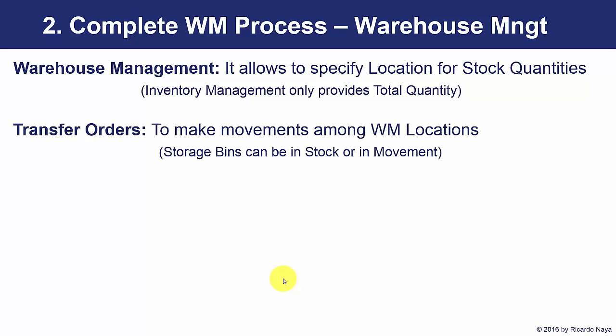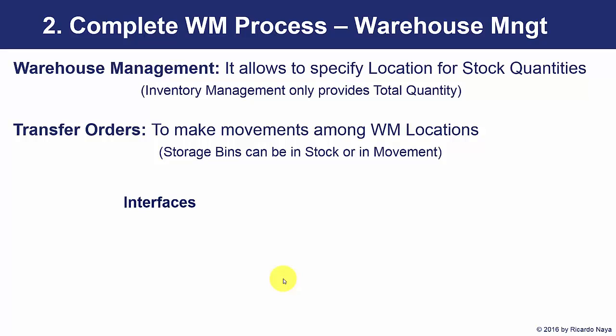For moving stocks around our warehouses, we are going to need to create transfer orders. These are the ones that are going to allow us to tell the system the source location and the destination location from which we want to move our quantities.